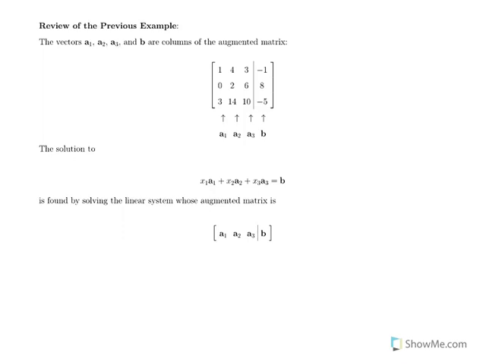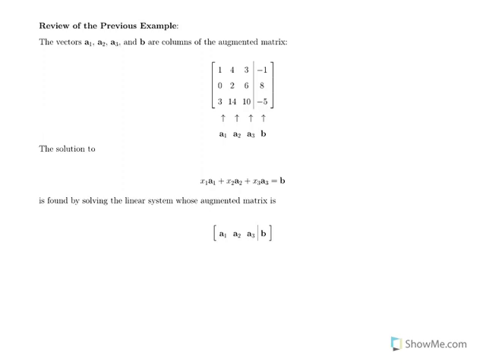That was a very important example that we just did, so we're going to look at it in a couple different ways. We have the vectors A1, A2, A3, and B as columns of the augmented matrix. Remember, that's what we just said right there. The columns are those three vectors. We have this bar for the equal sign, and then this special vector B at the end.